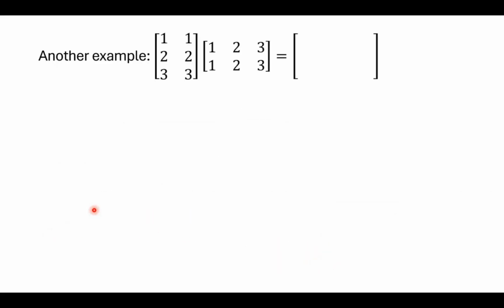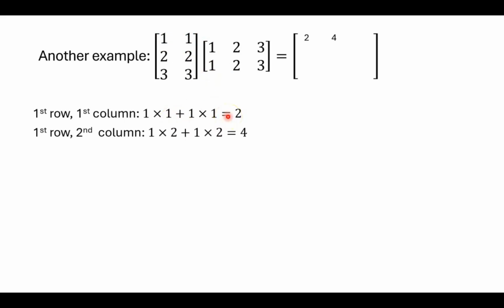Now let's do another example. It's the one from the previous slide. Just switch the order of these 2 around, and it will give you a 3 times 3 matrix. So for the first row and the first column, 1 times 1 plus 1 times 1, which is 2. On the first row, second column, it's this row times this column, 1 times 2 plus 1 times 2, so it's 4. First row, third column, same thing, this times this, 1 times 3 plus 1 times 3 gives you 6. And you can see a regular pattern here now.